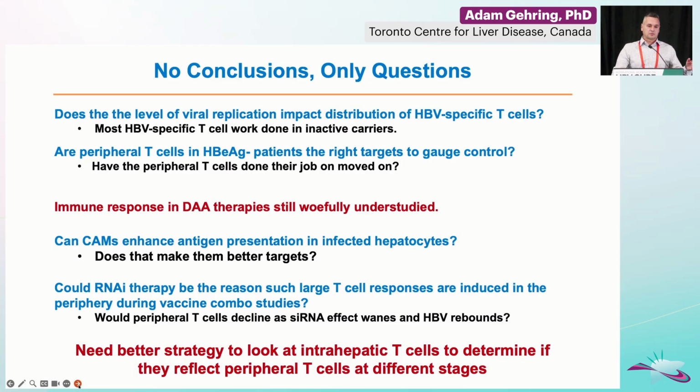stages of infection. Tetramers aren't getting it done. Functional experiments don't give us enough. And so we just really need a better understanding, given what we think about the important role of T cells that are going to be responsible for ultimate control and functional cure in chronic hepatitis B patients.